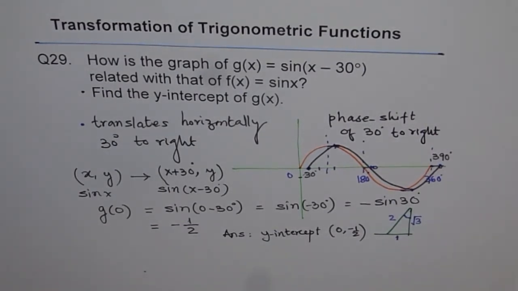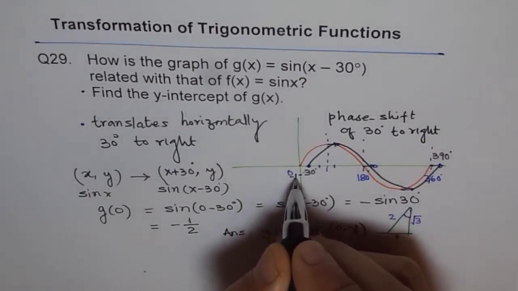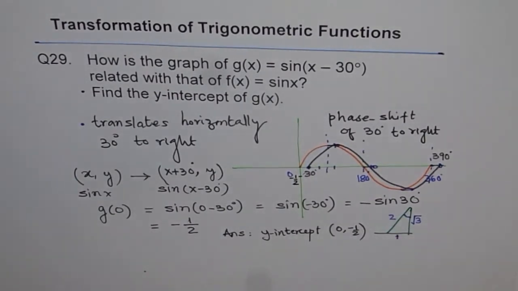And to find the y-intercept, we have to put in 0 for x and then calculate the value of the function. In this case, we found that the y-intercept is minus half. So we can write minus half here. Correct? So that's how we'll do it.